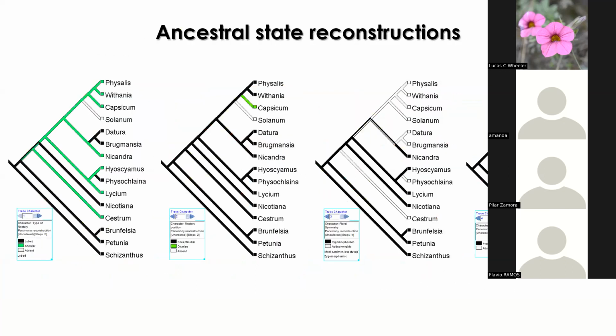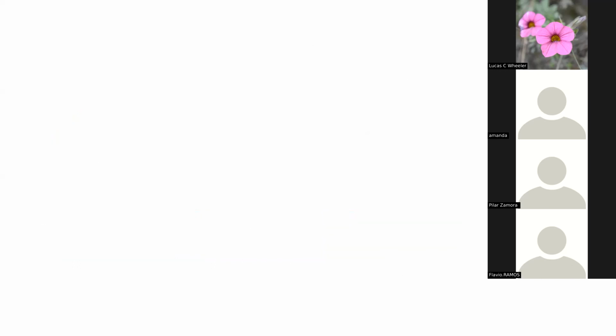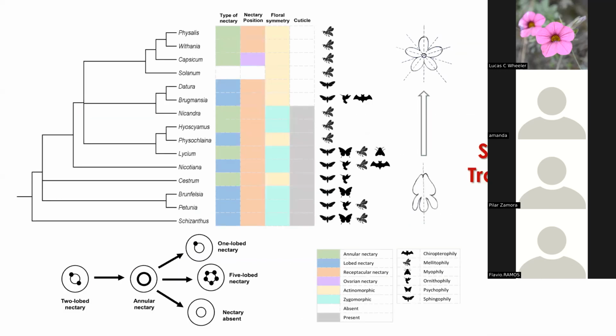There were various traits that we measured for nectary analysis. For example, we saw what kind of structure it is. These are the ancestral reconstructions for 4 traits: the type of nectary, the nectary position, the floral symmetry and how it is behaving, and also the cuticle. We did some histochemical tests, but I'm not showing them here. So if I combine all the information and present it in one picture, this is the picture that explains everything that I have inferred from my study.